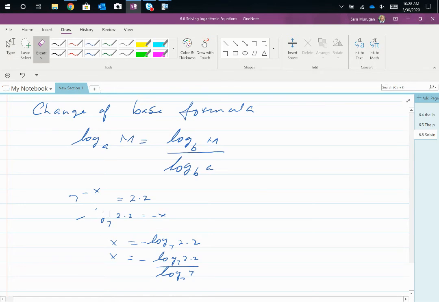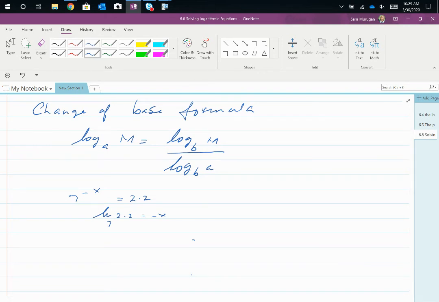Sorry, I got this problem mixed up. This is natural log, not logarithm, natural log 7. So yeah, ln 2.2 over... so we can just use the logarithm base 7 of... I had this right in the first place. I don't know what I'm doing.